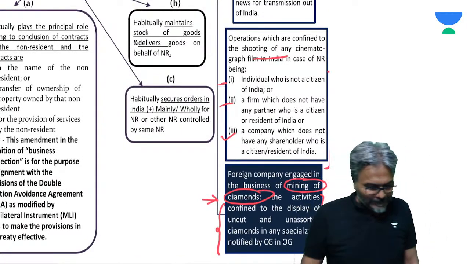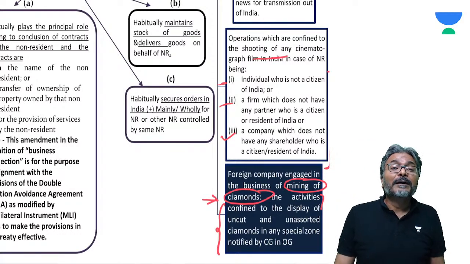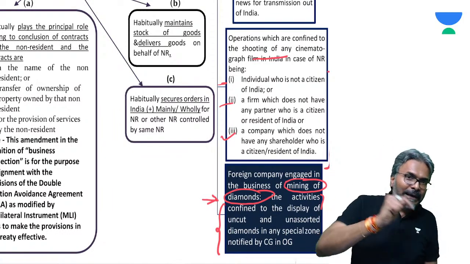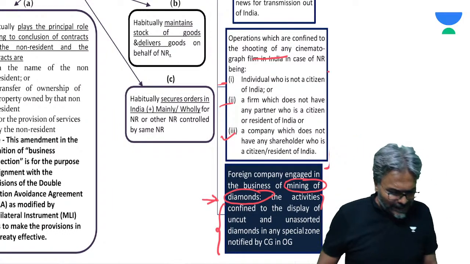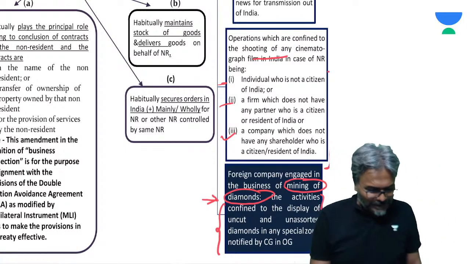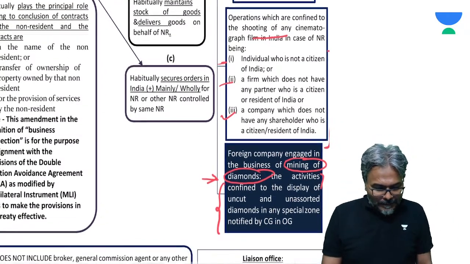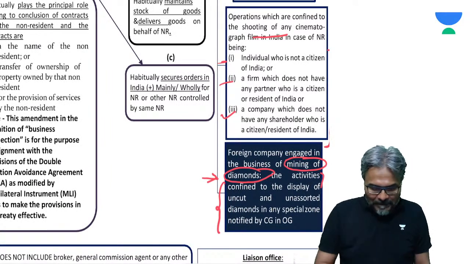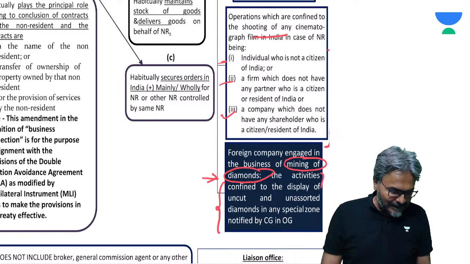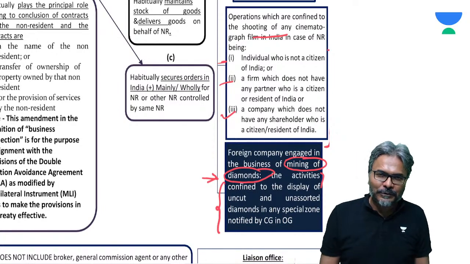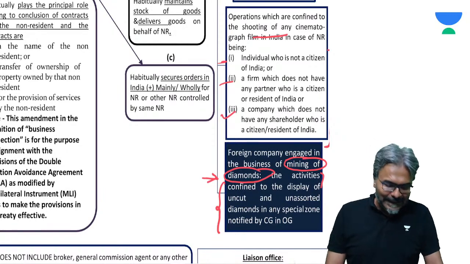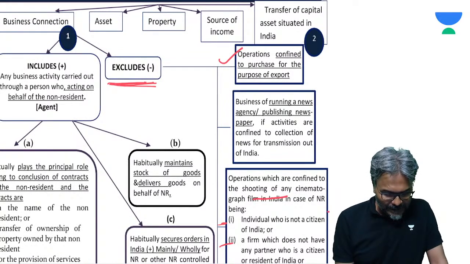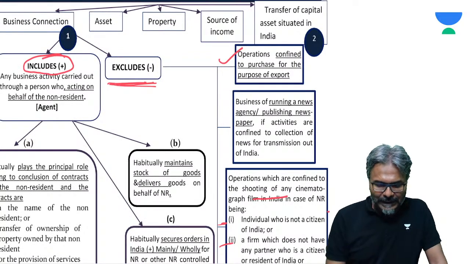Quickly, any doubt up till here? Only 5 seconds I am giving to all of you. Any doubt? Then I go to the include part of the definition of business connection, students. Perfect, students. So let's now go to the includes part. Deepak, no doubt so far? So far so good, students. So we shall go to what the business connection includes.